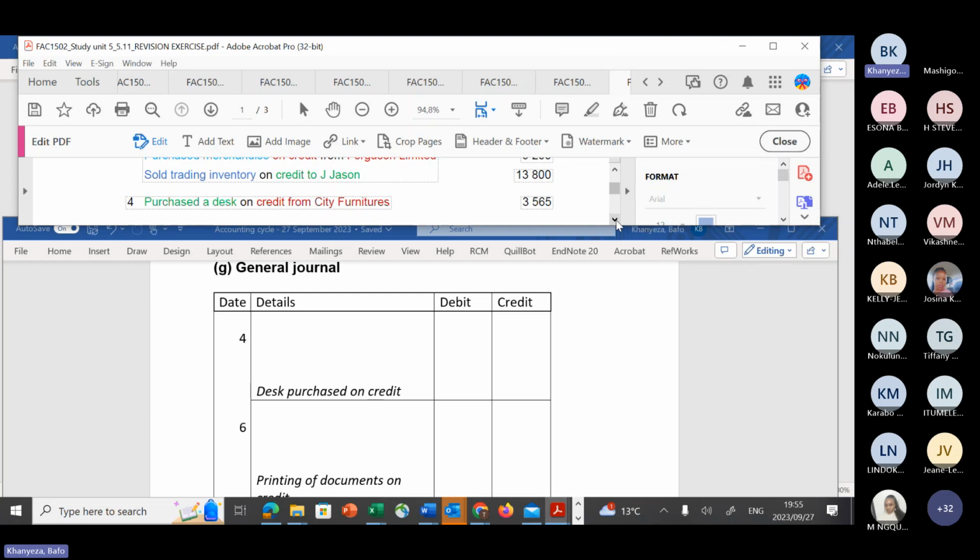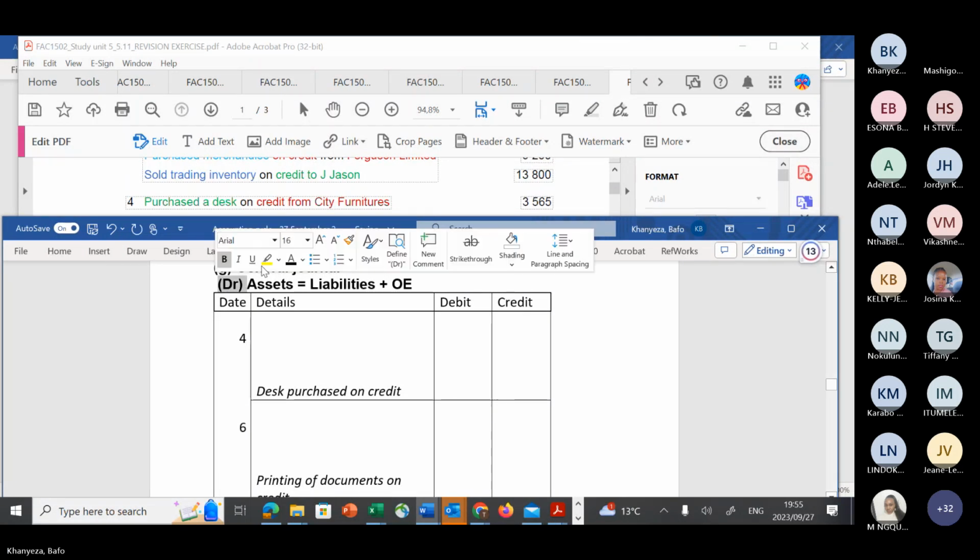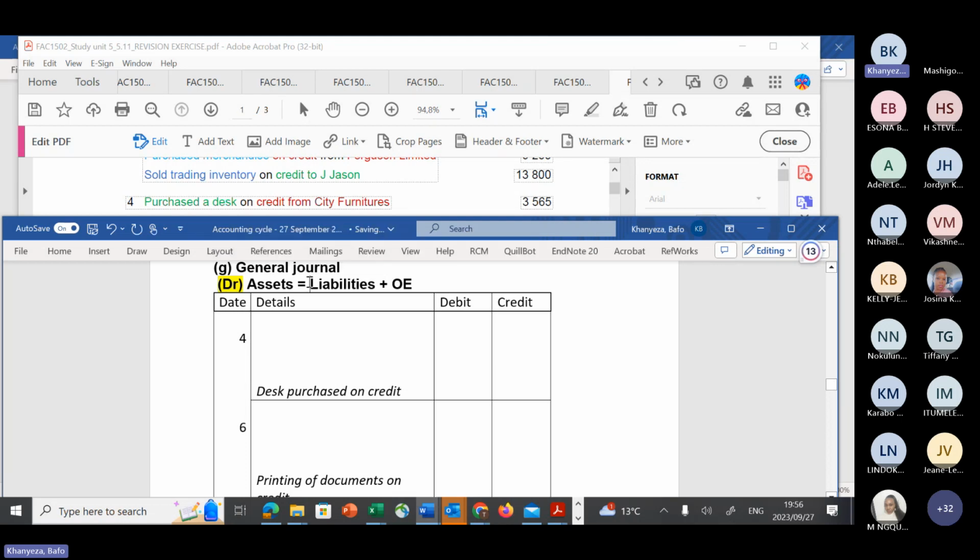Remember, that's why I was showing you the accounting equation, which says assets equal liabilities plus owner's equity. Our assets are on the debit side, and liabilities are on the credit side.